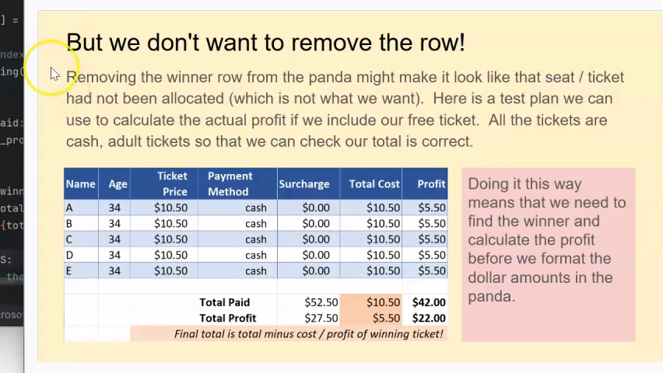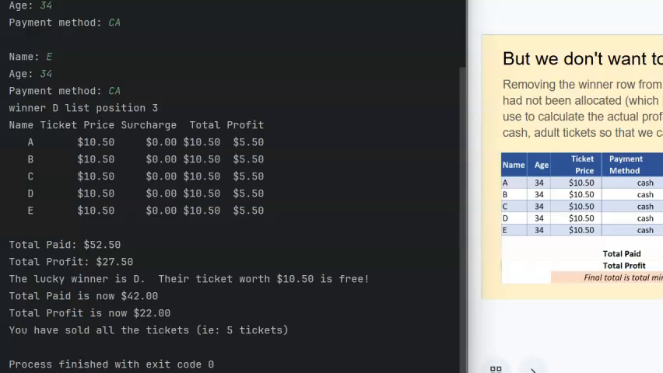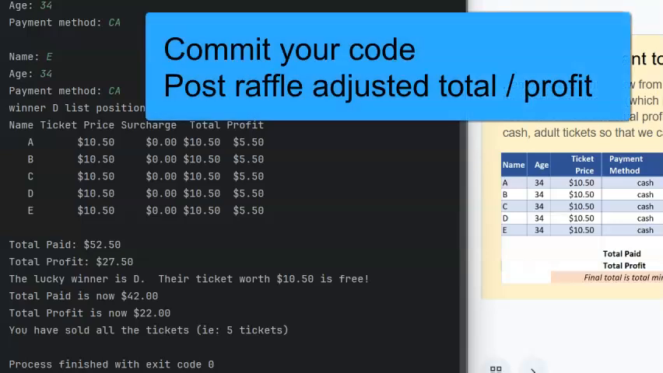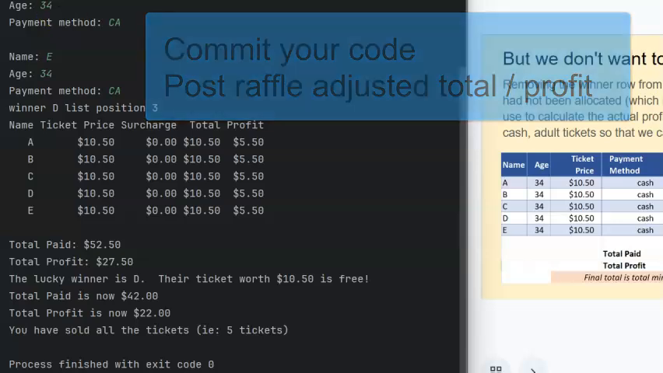To double check that things are working correctly, I'm going to follow an updated test plan where they're all adult tickets and they all pay cash, which means that if we randomly choose any one of our ticket holders, the amount that we need to adjust our total paid and total profit is going to be predictable. And as you can see, when I work through that test plan, the numbers on my screen match the numbers in the test plan, even if the formatting is not all that great.